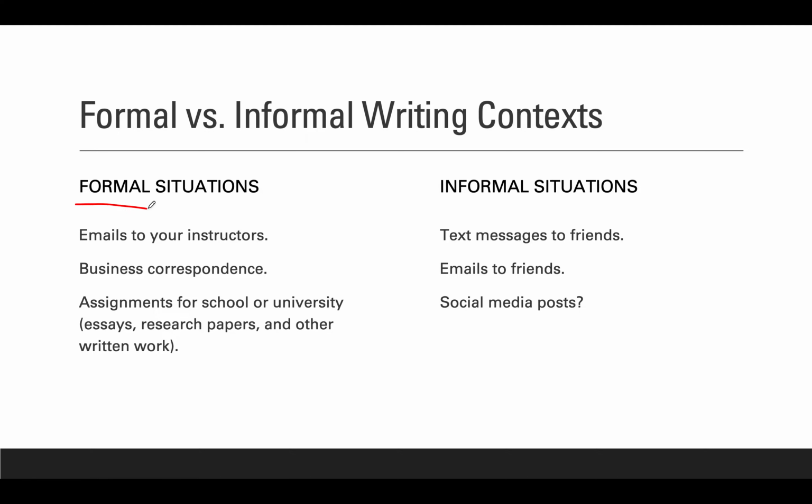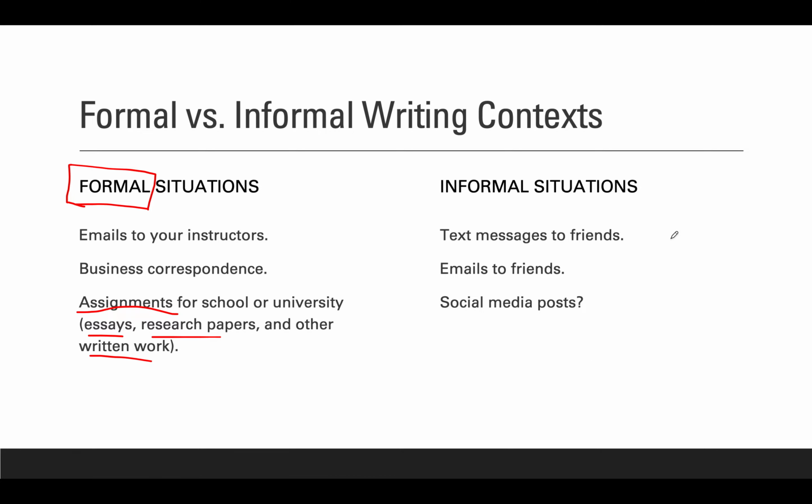In formal situations, we want to use a type of writing like I just showed you in the second example. In emails to your instructors or in business correspondence, we want to have a certain tone and style of writing that fits the situation. And we want good, strong, clear sentences, correct spelling, no contractions, things like that. And of course, assignments for your school or university, if you're writing essays or research papers or doing any kind of written work, all of that counts as a formal writing situation, and you need to write carefully.